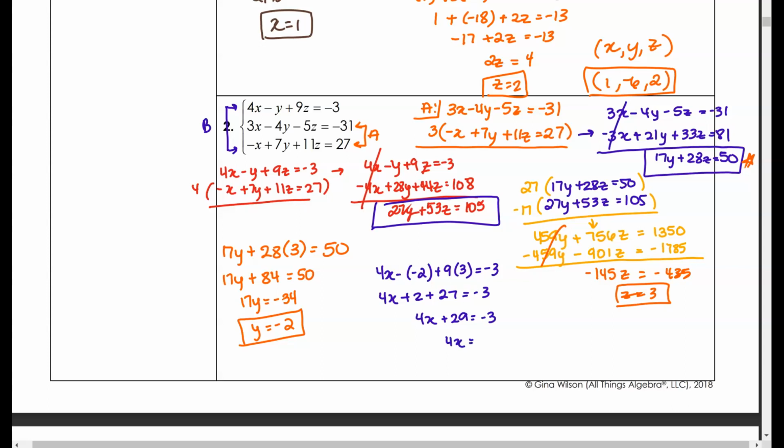I get 4x is equal to negative 32. Divide by 4, so I get x is equal to negative 8. And so again, we're going to write that as x, y, z. So we have negative 8, comma, negative 2, comma, 3. Okay. All right, so there are 2 examples where we went through 2 by 2 systems.